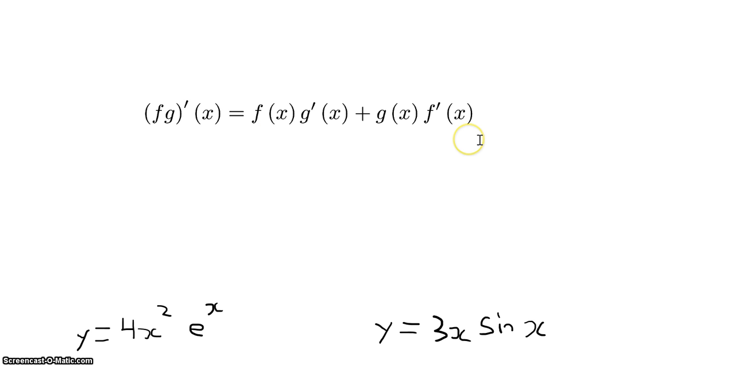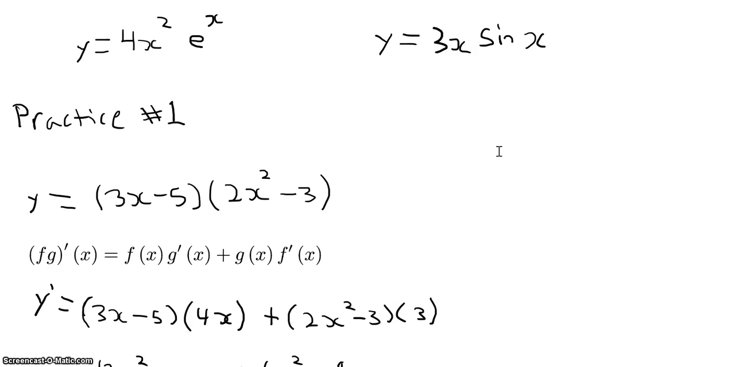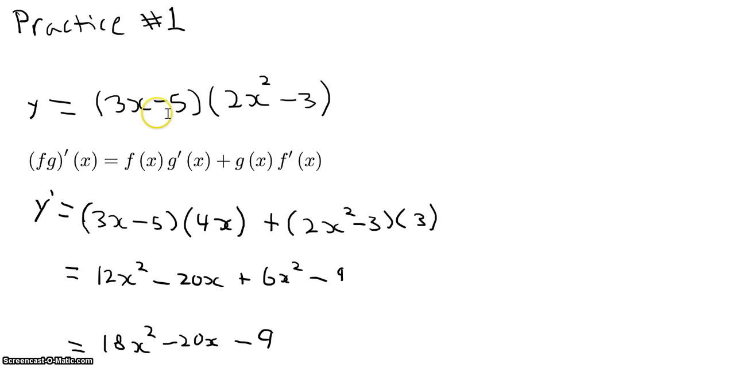So we can do some practice problems for this. We start off easy. We can start off with y equals 3x minus 5 times 2x squared minus 3. Here you can clearly see that there are two different functions being multiplied together, and so you can use the product rule to solve this. What you'd do is find the derivative of y, which is equal to, first, f of x, your first function, 3x minus 5, multiplied by g prime of x, so you take the derivative of the second function, which would just be 4x in this case.